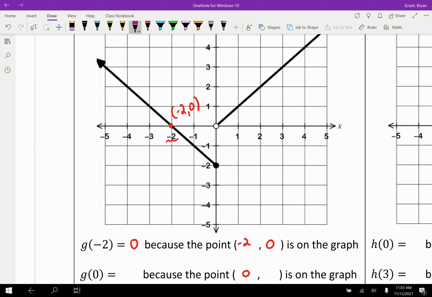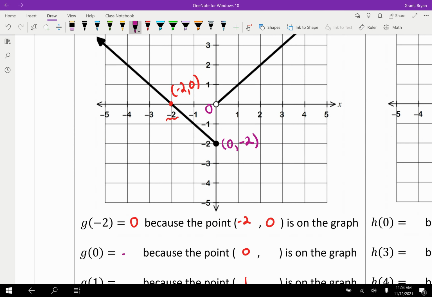If I wanted to evaluate g of 0, we go to the x-axis to 0, and we say, is there some point here where it is on the graph? Now, you might be tempted to say, oh yeah, that's 0 comma 0, but there is no point there. The reason that there's an open circle is to show that there's nothing there. In fact, the only point on this graph that has an x value of 0 is this one down here. This is the point 0, negative 2.